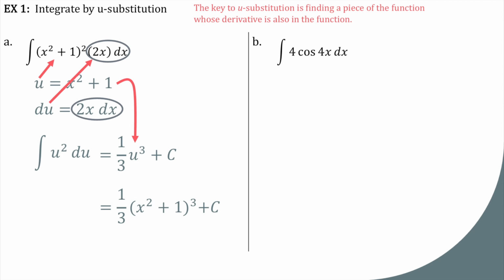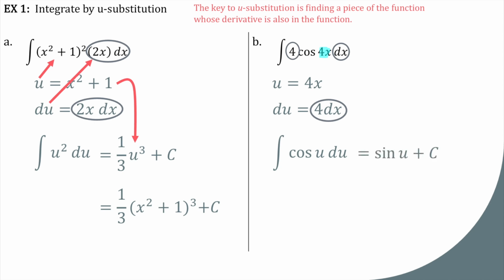Let's try part B. U on this one is going to be 4x. That's an inside function. And its derivative is also there, 4 dx. Do you see that? It's split up a little bit, but it's still there. So now we'll rewrite the function as cosine u du. We can take the antiderivative of cosine, it's sine, and then plug u back in. So our final answer is sine of 4x plus c.